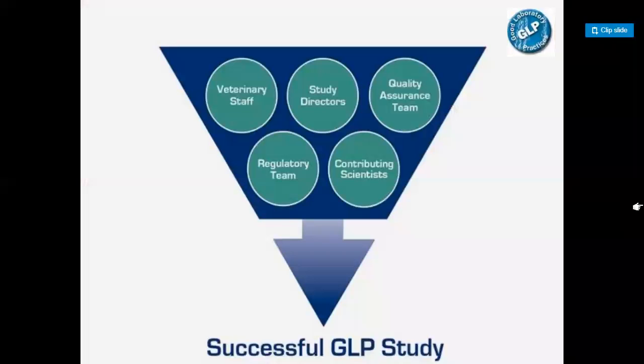So here you can see this triangle-shaped graph: how or when it is going to be successful. The veterinary staff, study directors, quality assurance team, regulatory team, and contributing scientists.